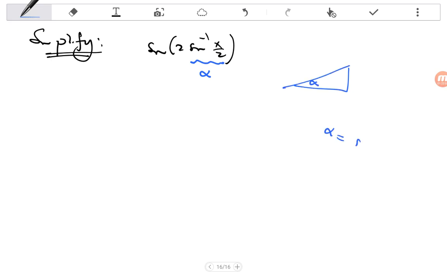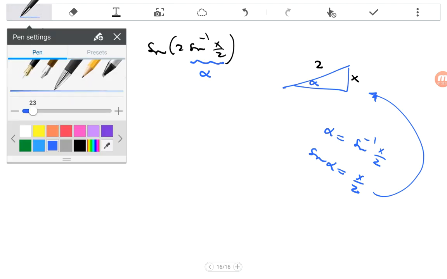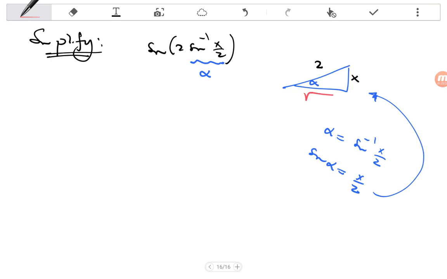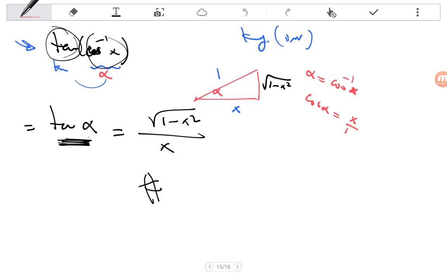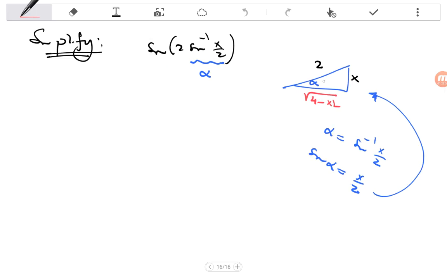Now, I have said that alpha is equal to sine inverse x over 2. That means that sine alpha is equal to x over 2. I will depict that on the triangle. Sine alpha is x over 2, so that will be x over 2 like this. How would I complete the triangle? That will be square root of 4 minus x squared.